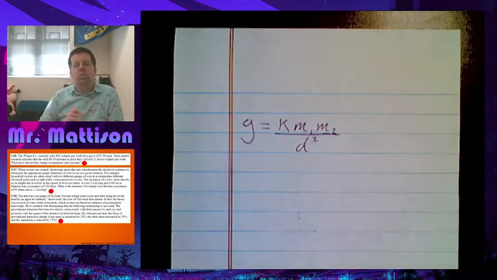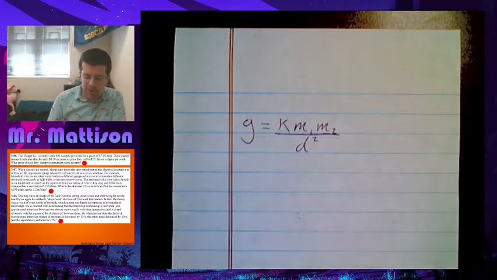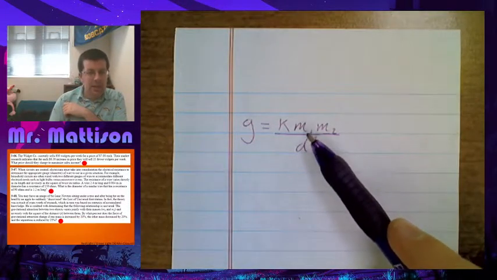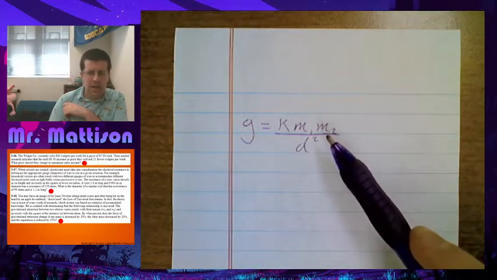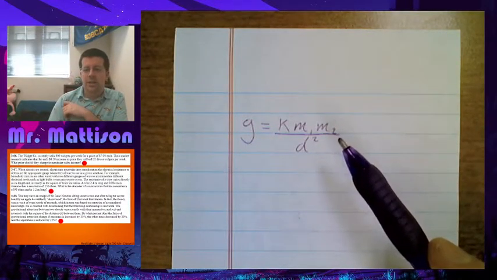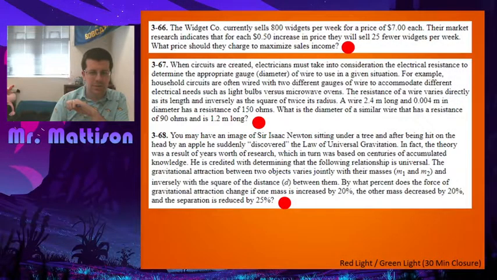They're going to say, well, what if we increase the mass of one object by 20%, decrease the mass of the other object by 20%, and then also we reduce the separation between them by 25%? So that's this kind of last bit here, right? So how does that change the force of gravity between those two objects?